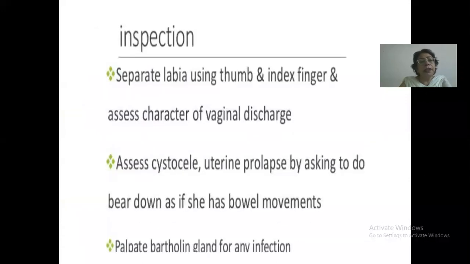Then you start with inspection. You separate the labia using thumb and index finger and assess the character of the vaginal discharge. Assess if there is any cystocele or uterine prolapse present, and ask her to bear down or cough if she has any bowel movements. Palpate the Bartholin gland for any infection.